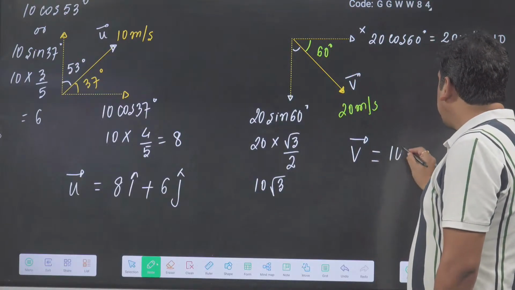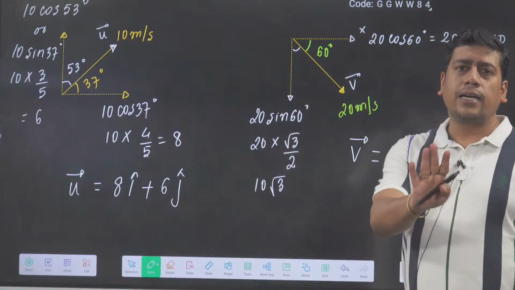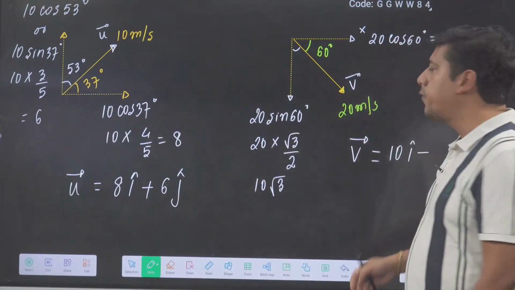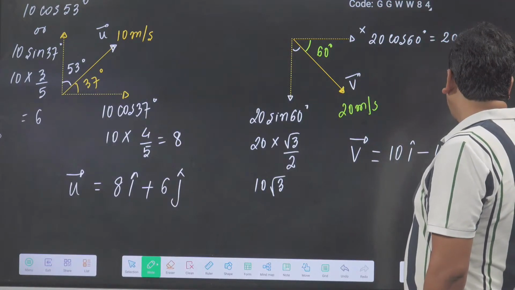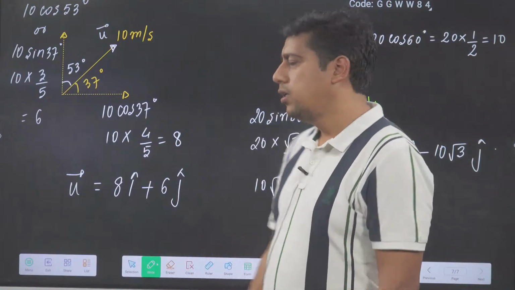Since this is the right side, generally the right side we take as positive. So I will write it 10 i cap. But since it is downward, and by convention the downward direction we take as negative, upward we take as positive, it will be minus 10 root 3 j cap. Okay?